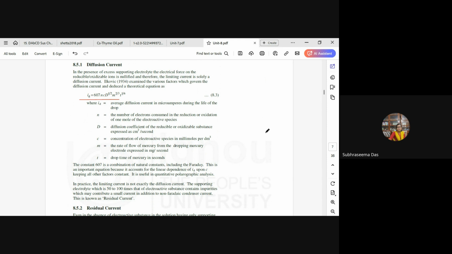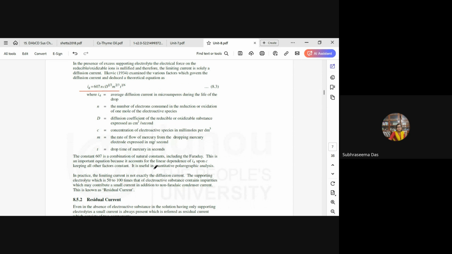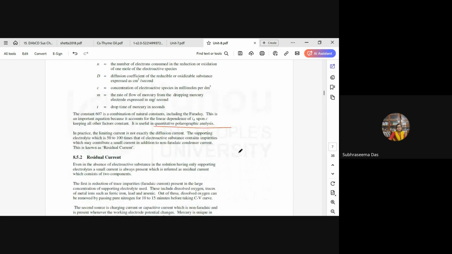In equation 8.3, there is a constant given as 607. This is a combination of different natural constants, including the Faraday. This equation is very important, because if we keep all other factors constant, we see that Id is directly proportional to C, that is, the concentration. Thus the diffusion current is directly proportional to the concentration of the electroactive species. This relation is very important in quantitative polarographic analysis.